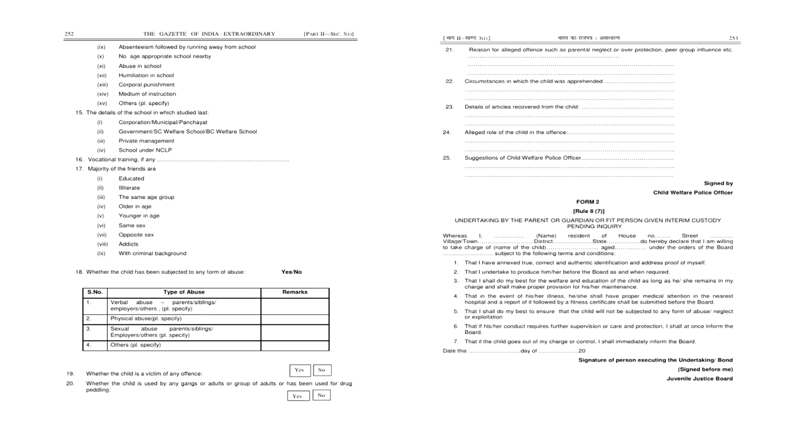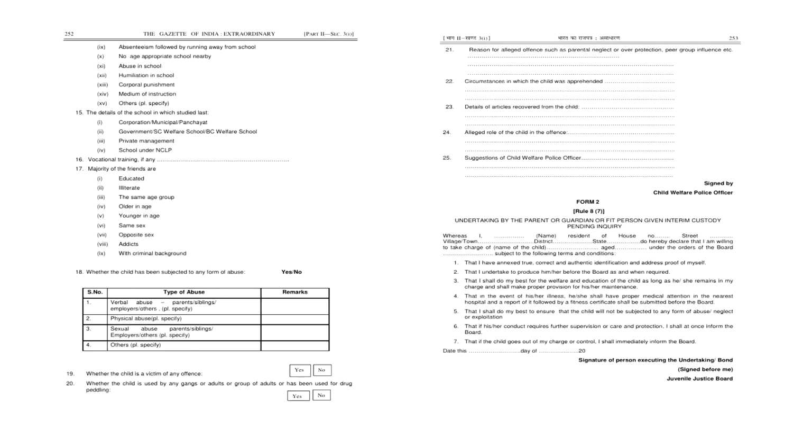Based on the report of SBR, the JJB can declare the child as a child in need of care and protection and send them to the Child Welfare Committee for further appropriate action as they deem fit. Now, let us study another important form which is mentioned in the Juvenile Justice Act, that is Form 7, Individual Care Plan.